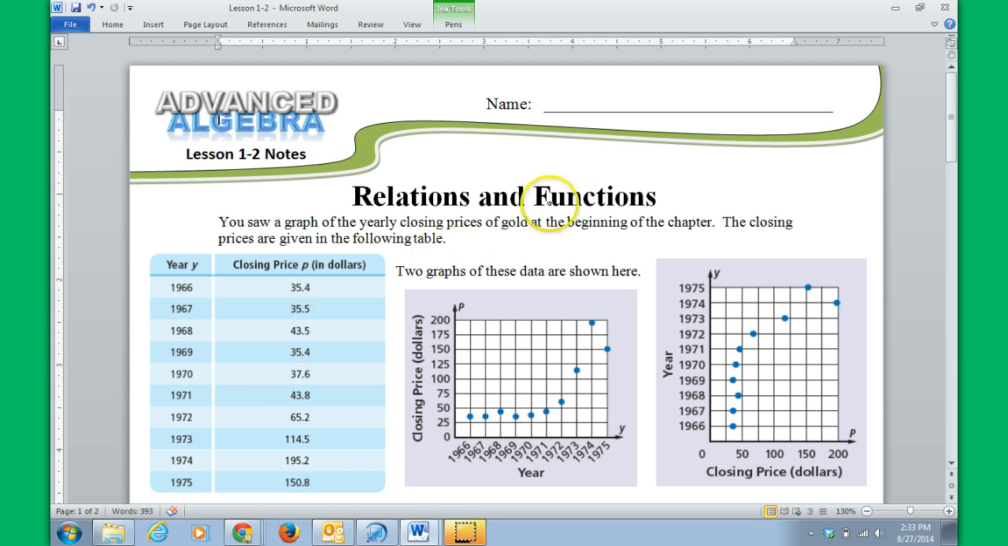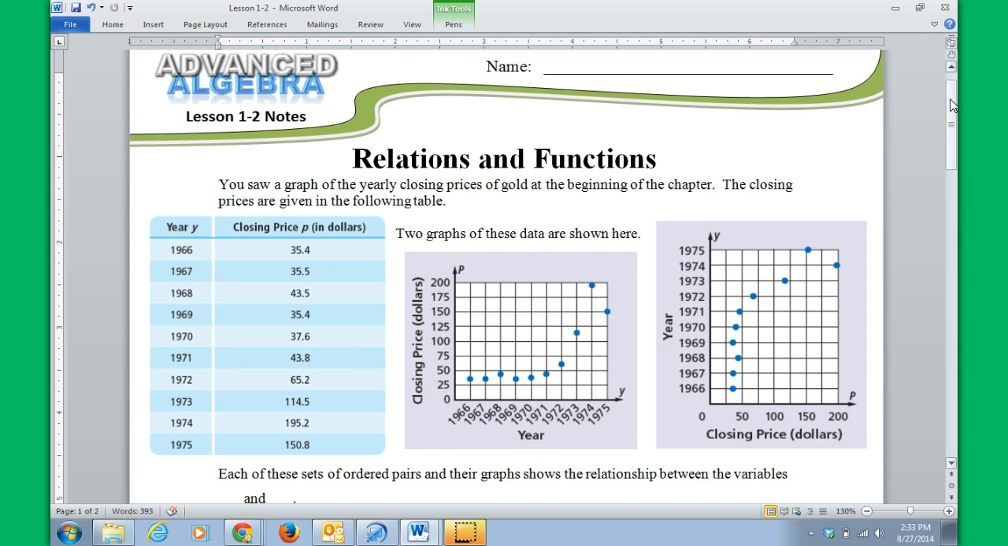This was given at the beginning of the chapter, in which we did not even talk about it, but let's just look at it. It's showing yearly closing prices of gold. At the beginning of the chapter, the closing prices are given in the following table. So here we've got 1966 all the way to 75, and the closing price of gold. What do you notice about that closing price? Yeah, it goes up quite dramatically, right?